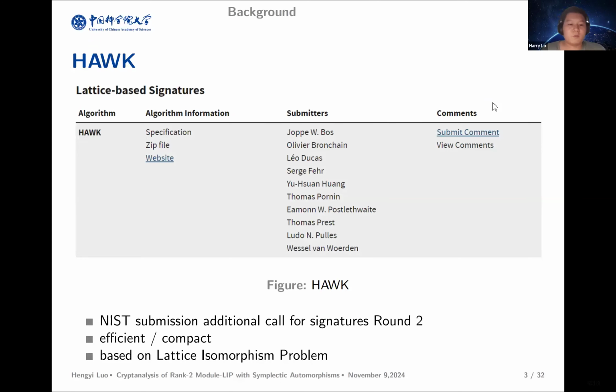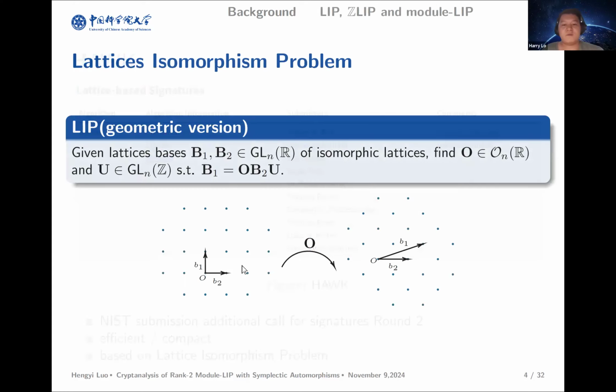Let's start with some background. In the second round of the NIST additional call for signature schemes, HAWK was the only lattice-based signature proposal that advanced. Its security relies on the hardness of the lattice isomorphism problem. For simplicity, we call it LIP.